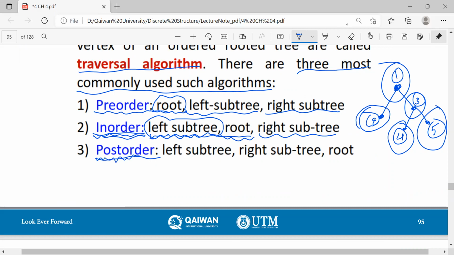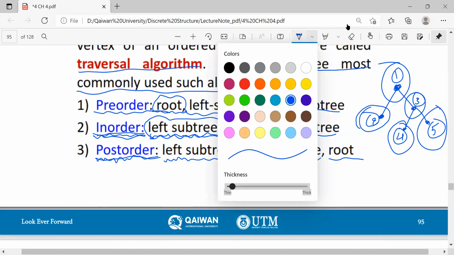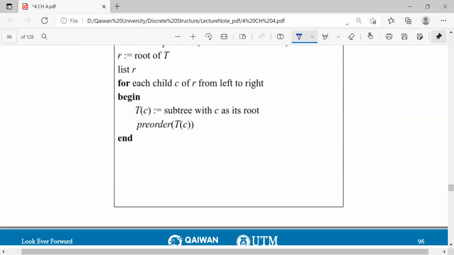And then we have post-order. Here we have left subtree first, then right subtree, and then root. We order in this way. First, we write down the left subtree, then right subtree, and then the root. Okay. We're gonna order in that way.